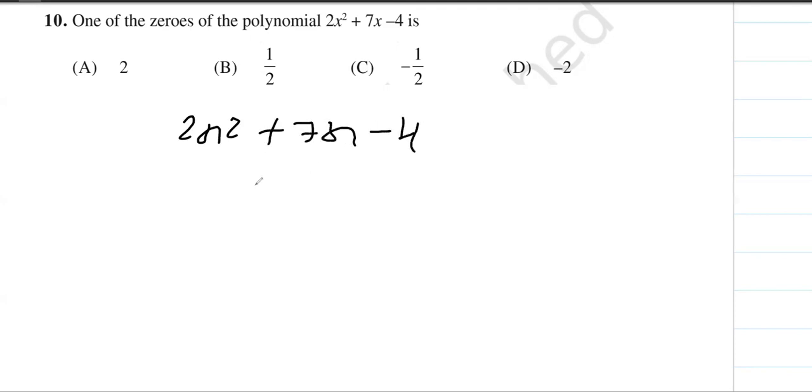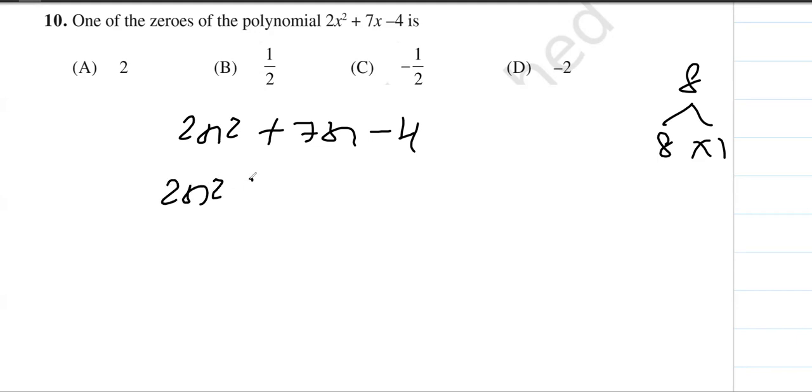If I equate this with 0, you know that this is a quadratic polynomial, and a quadratic polynomial can have up to 2 zeros, and we find the zeros of a quadratic polynomial by the method of factorization. So I'm going to factorize here. 2 into 4 is 8, and from the factors of 8, we are doing middle term factorization. We have to obtain 7. So it can be written as 8 into 1, because 8 minus 1 is 7.